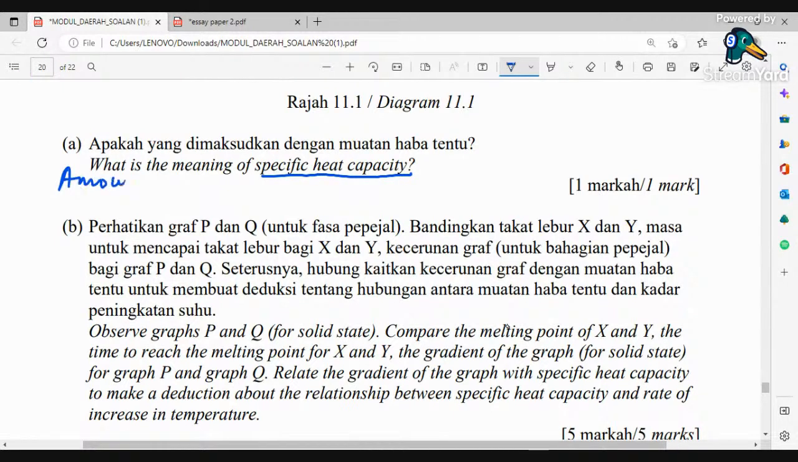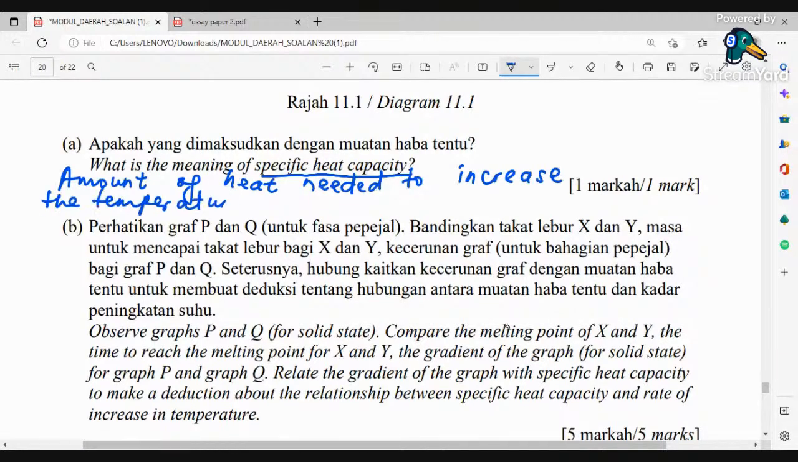Amount of heat required, heat needed or required to increase the temperature of 1 kg substance by 1 degree Celsius. You see, it is specific. So 1 kg substance, temperature by 1 degree Celsius.